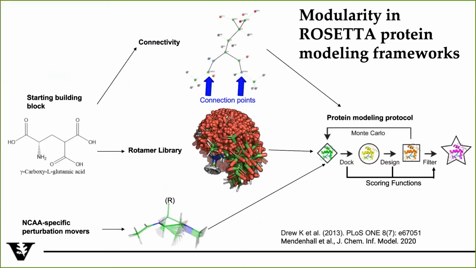And here is the workflow of the Rosetta protein modeling framework if you want to incorporate a new non-canonical amino acid in. So each amino acid is considered a building block, and this building block has different characteristics that are described in the Rosetta param file, and the important parts of this building block are connectivity and then the specification of the rotamer library.